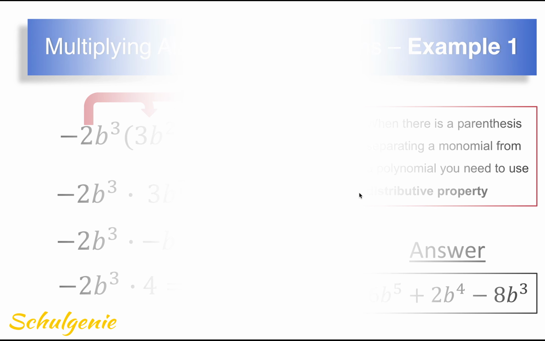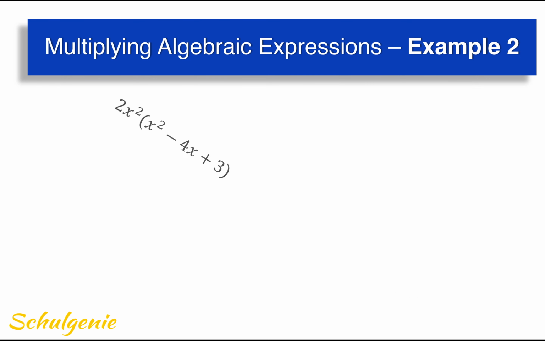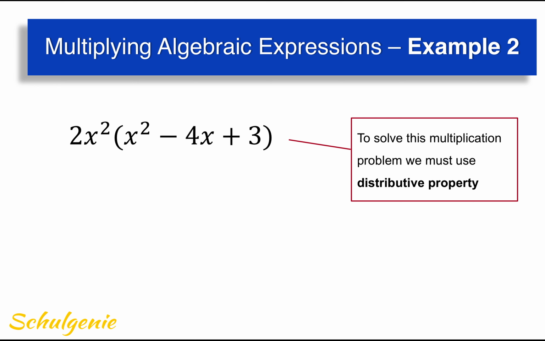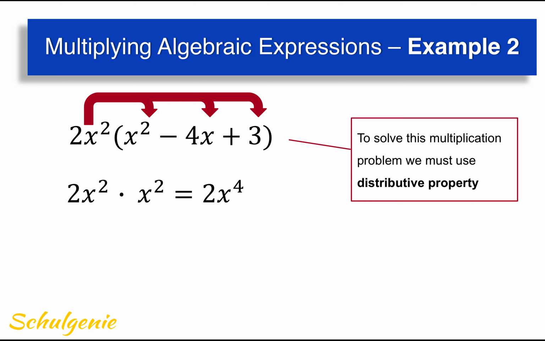For the second example, we are also going to use distributive property. So we're going to multiply the monomial outside the parentheses by all of the terms inside. So 2x squared times x squared, 2x squared times negative 4x, and 2x squared times 3. And for the first multiplication, you're going to multiply 2 times 1 is 2, and then you're just going to add the powers of the variable, so 2 plus 2 equals 4, 2x to the power of 4.